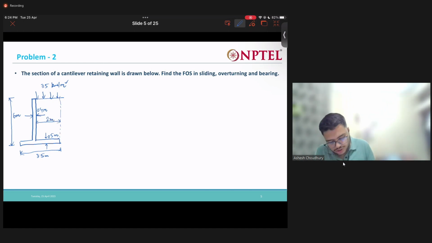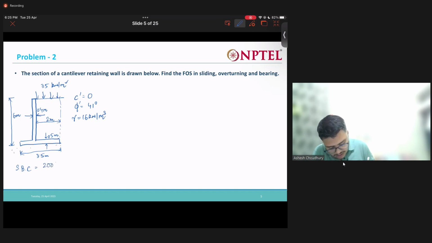Correct. And also the soil properties are given. My C dash is 0, my phi is 41 degrees, gamma is 16 kilonewton per meter cube. Okay, so these values are given also. Also SBC, safe bearing capacity of the soil below, it means the soil here, right? The safe bearing capacity of the soil is 200 kilonewton.